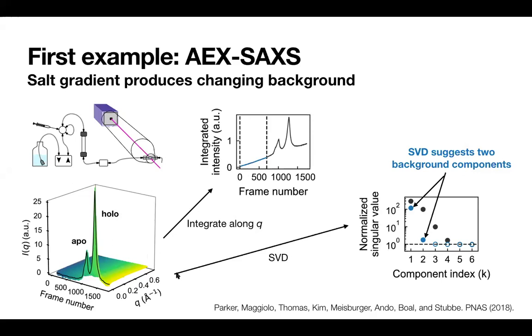Okay, and as I said, if you do SVD on this thing, you see 4 significant singular values. And one kind of strange thing is if you just do the SVD of this rising buffer part, there are actually 2 significant singular values, and that suggests that you need at least 2 components to describe the background scattering.